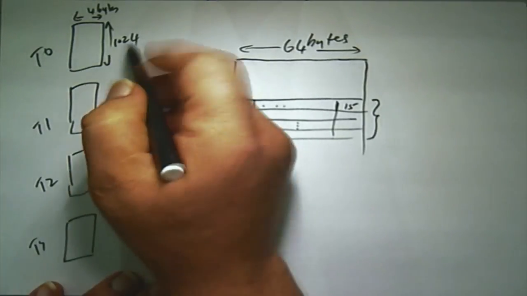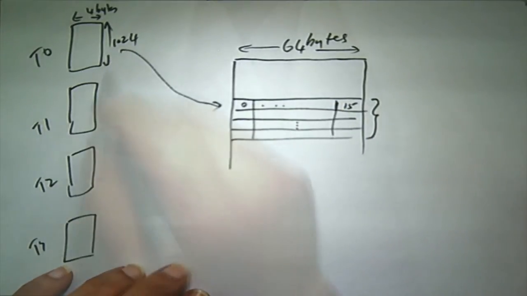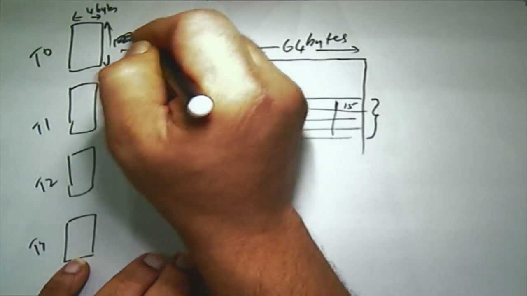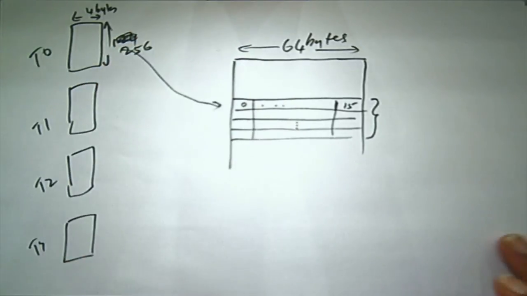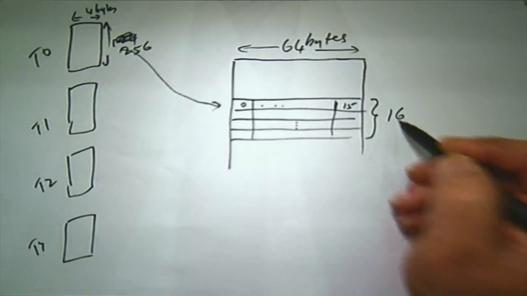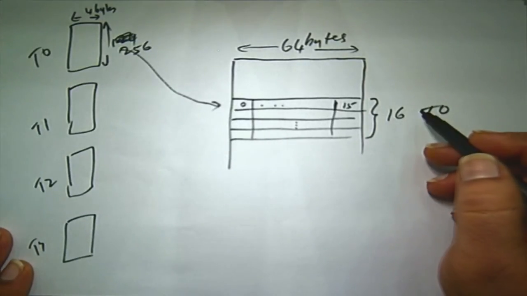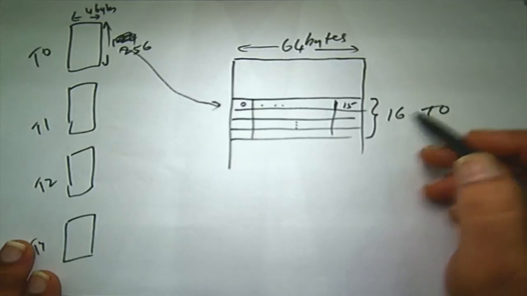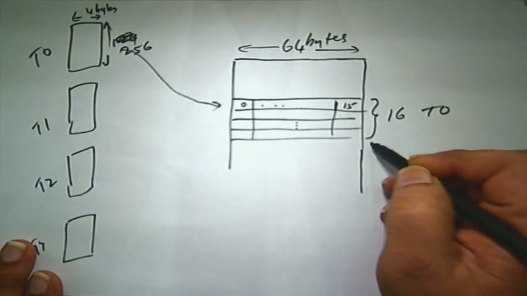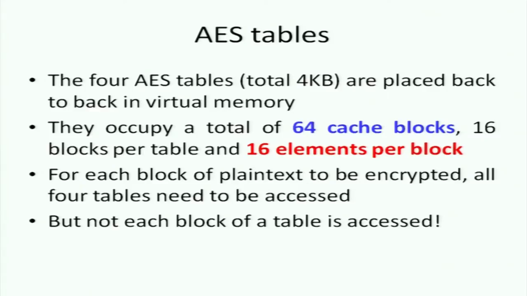How many blocks for this table? T0 has number of rows 256, is it? Yes, 256 rows and 4 bytes each. So the question is, how many blocks do I require? This is for T0. There are 16 blocks over here, and typically they'll be in cache. Another 16 blocks for the next table, and so on. That's why I said 16 elements per block and 16 blocks per table.